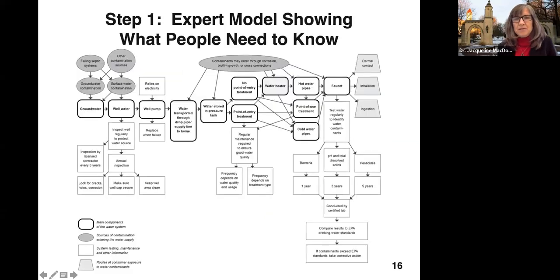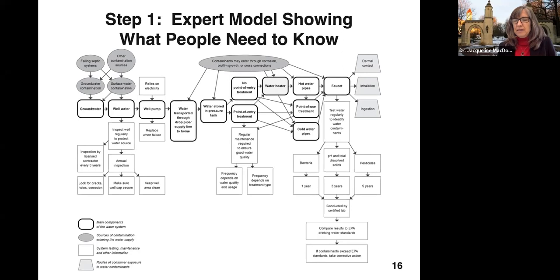So anyway, we set out to see if this approach could work. This is a very complicated diagram, but step one in the mental models approach is to understand first what people need to know. That is to go and talk to experts and map out an expert mental model of how the system or the risk that's of interest actually works. And this is a map of an expert model of private well water and how private wells work, and how private wells can become contaminated and cause people to be exposed to contaminants.